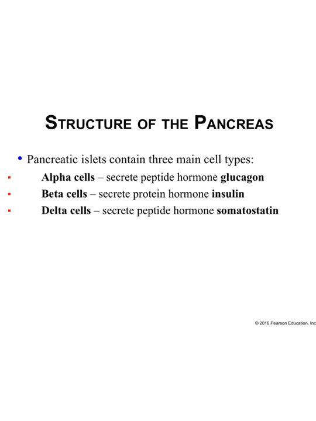Okay, so the islets contain three main cell types. Alpha cells make glucagon, beta cells make insulin, and the delta cells make somatostatin, which remember we also call growth hormone inhibiting hormone.